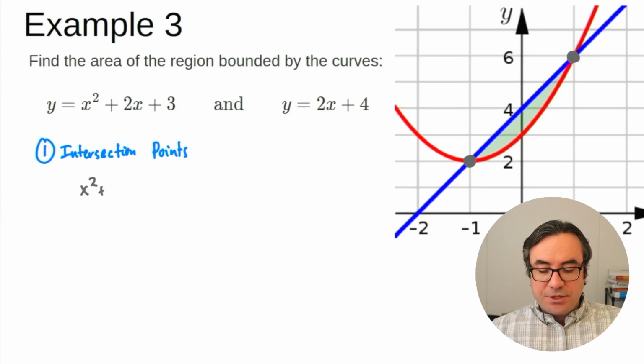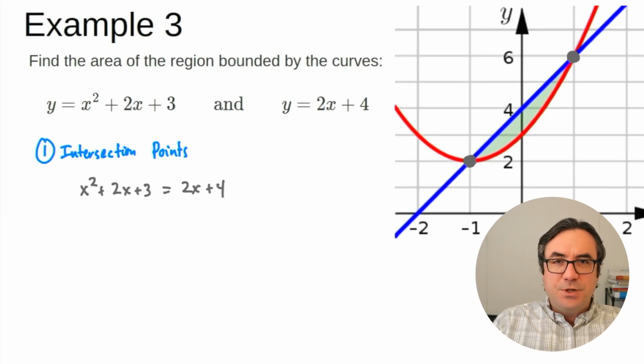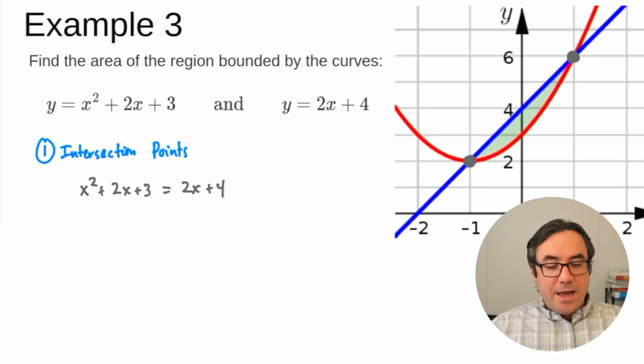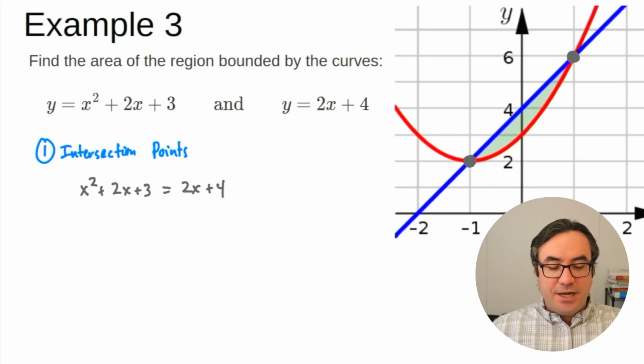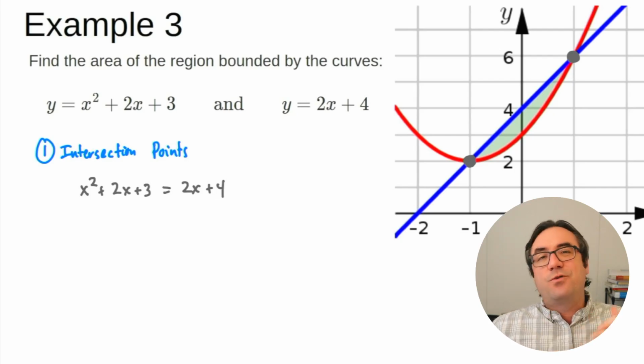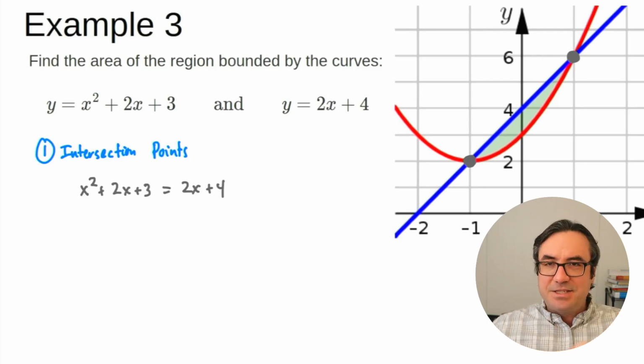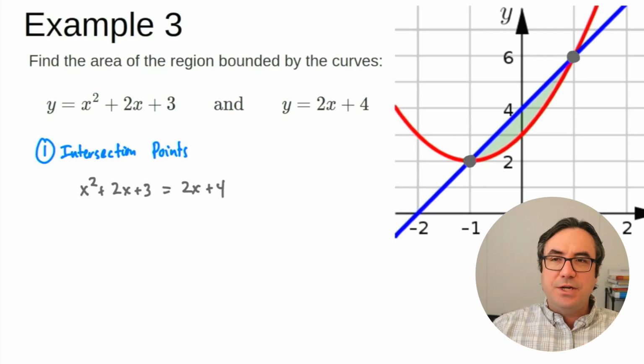So what do we get here? Well, the equation is going to be x squared plus 2x plus 3 equal to 2x plus 4. So we just set our two functions equal. And now we have this equation, and we want to solve it for x. So normally the way we solve an equation is we just try to get all the terms over to one side and get 0 on one of the sides of our equation.